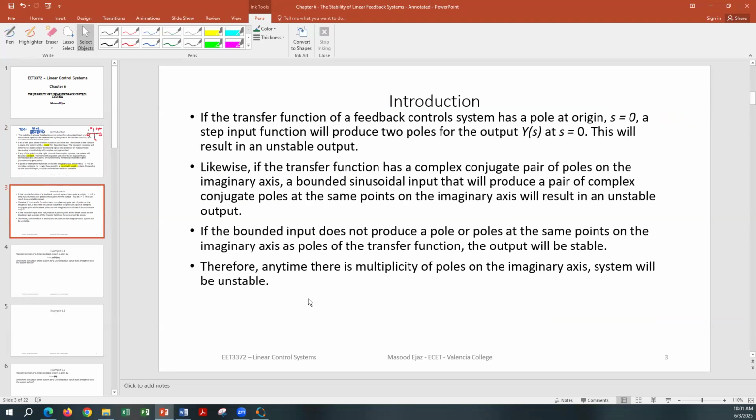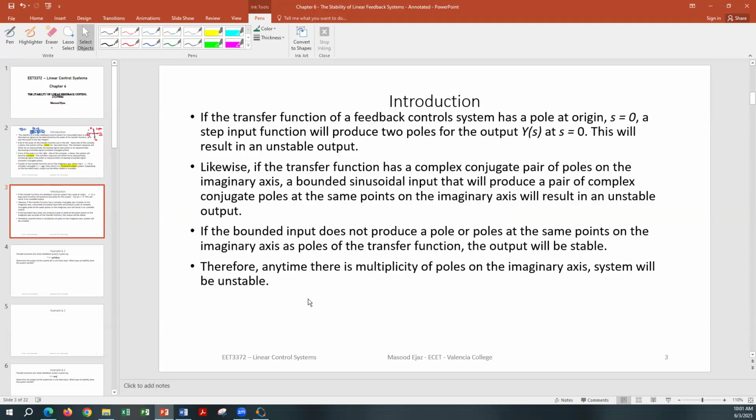If the transfer function of a feedback control system has a pole at the origin, s equal to 0, a step input will produce 2 poles for the output Y(s) at s equal to 0, and this will result in an unstable output. So the system is going to be marginally stable, but the output is going to be unstable.